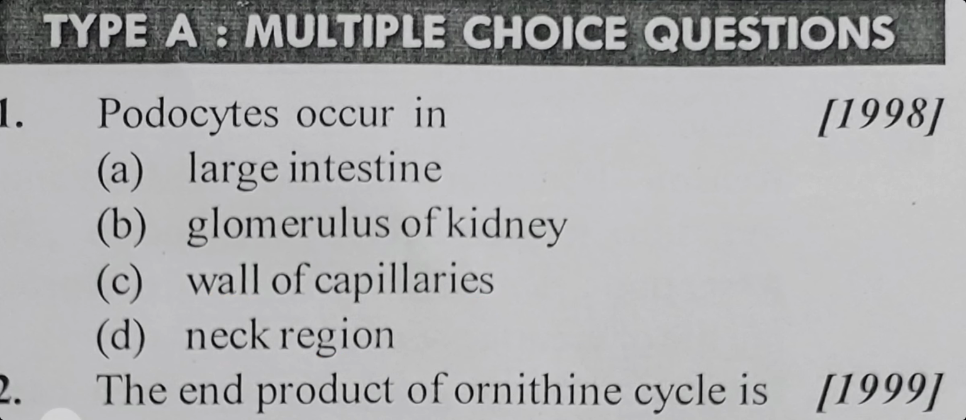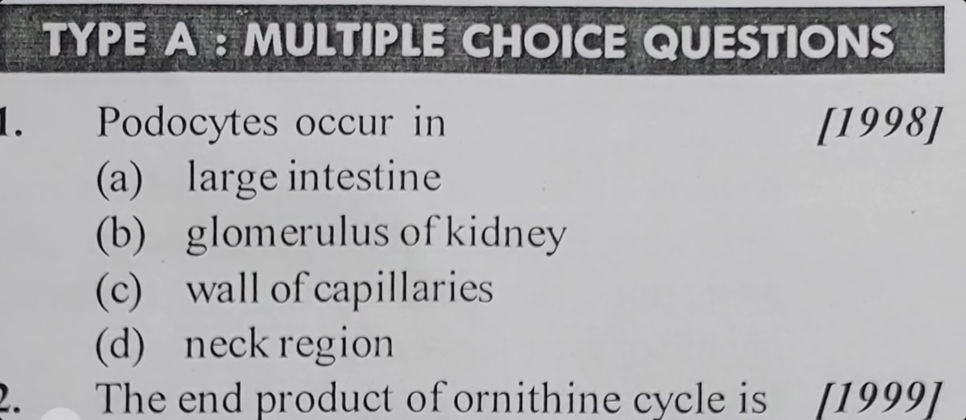So actually, what are podocytes? Where they are present, you should know that. Basically, podocytes are the cells which are present in Bowman's capsule. You all know where this Bowman's capsule is present, in the kidney. On the inner layer there are podocyte cells, and they wrap around capillaries. So this is Bowman's capsule, and on the inner layer there are podocytes.